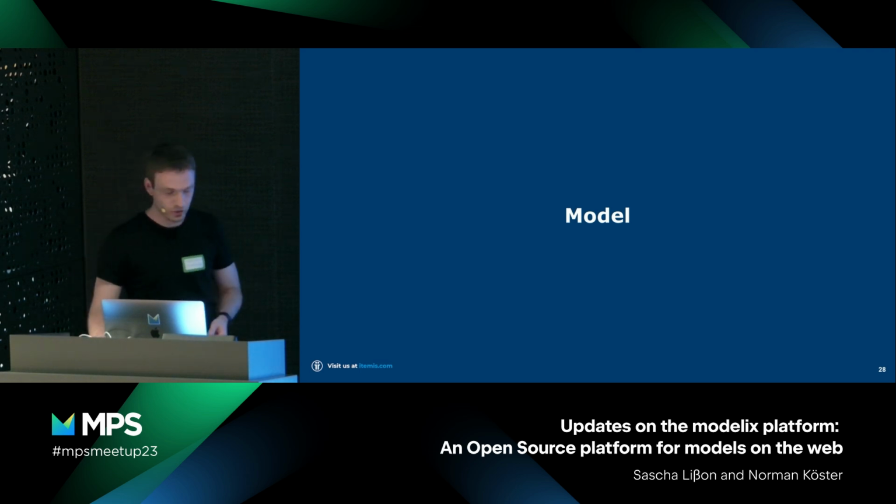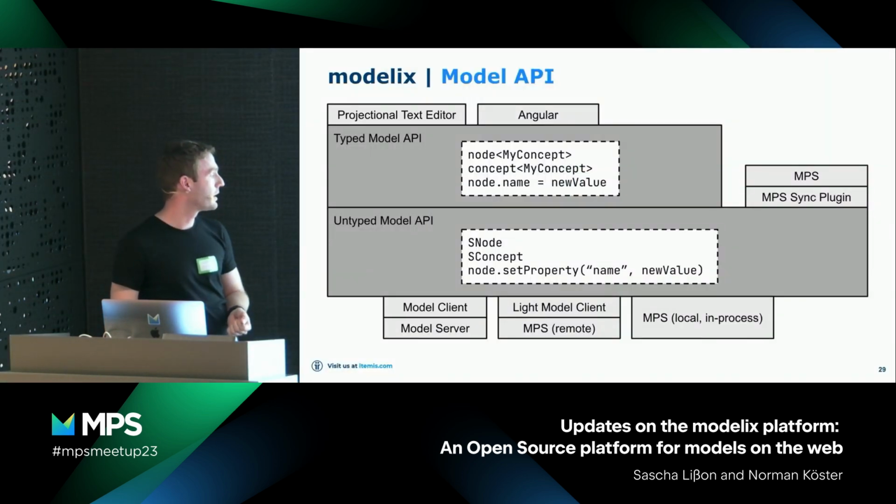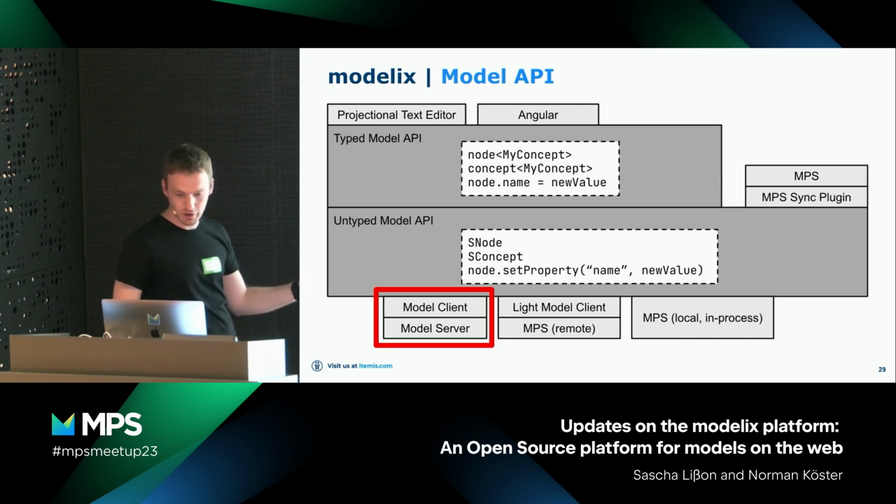But we also want to be able to work with models outside of MPS. For example, building your own web application or some services that connect to the model server and then do something with the models, like running a model checker or something like that. So the necessary infrastructure is our model server. There's a model client to connect to it.